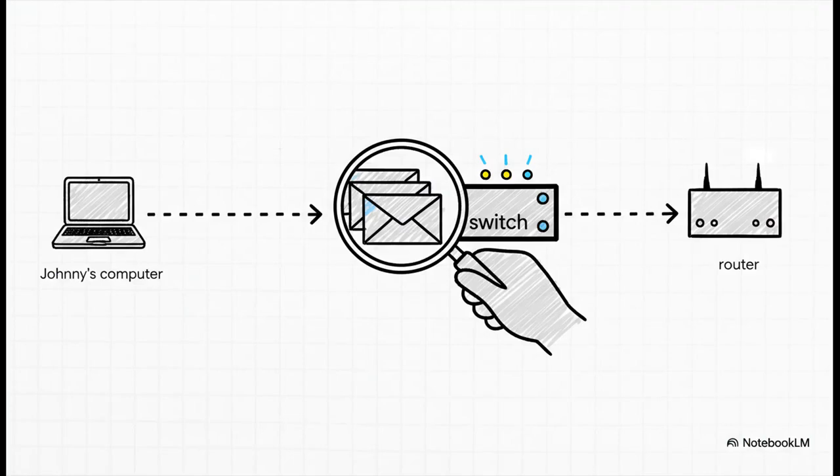The moment that frame leaves Johnny's computer, it immediately hits his local switch. Now, a switch is a pretty simple device. It doesn't care about the final destination in another country. Nope. All it does is open the very outermost envelope, the one with the MAC address, just to see where to send the frame next inside the local network. In this case, that's the router.